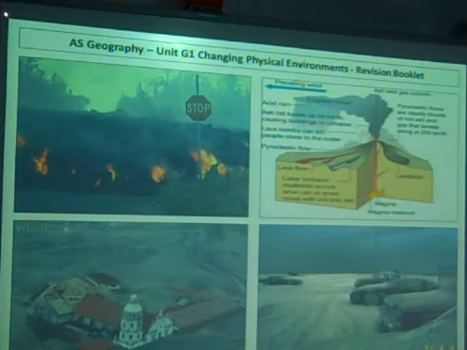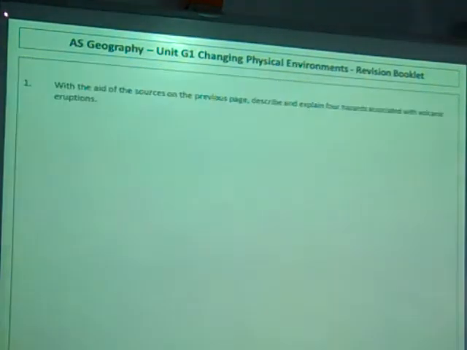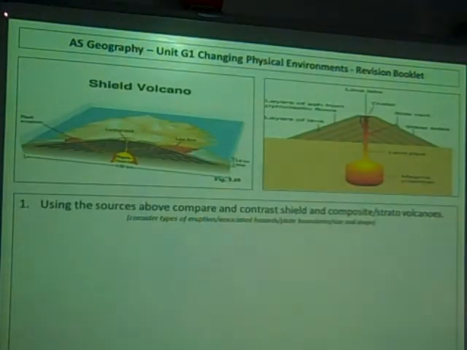So for example, we might be looking at Montserrat. When we're doing that, we'll be looking at which plates move together, we'll be looking at the immediate aftermath of the disaster and then how people responded. So for example, things like evacuation. The sort of thing you could do to help you is, with the aid of the sources on the previous page, describe and explain 4 hazards associated with volcanic eruptions.